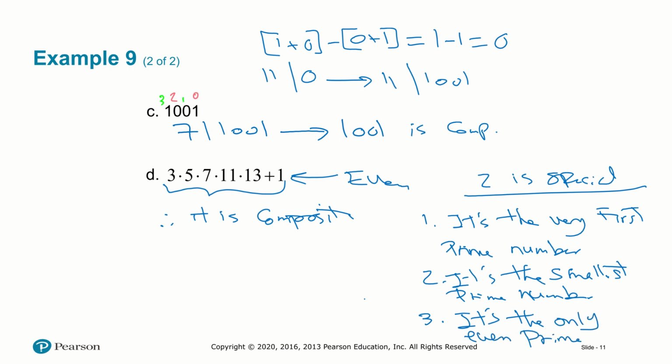All other prime numbers are odd, because if a prime number is even and it's larger than 2, then it's going to be divisible by 2, just like what we discussed over here. So it's going to be divisible by 2, so it's not going to be prime. It's going to be composite. Okay? So that's what makes 2 special.